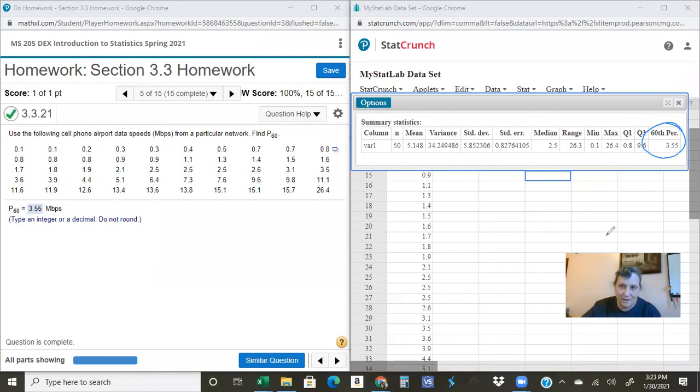So you can do it the really lazy way. If I want you to know what it is, this means that 60% of the data would fall below the number 3.55. I don't know why they can't just go with the 3.6. There's different ways of calculating percentiles. I haven't made the rules. This is just the way they do it. But as long as StatCrunch does it the same way they do in the book, we're okay.